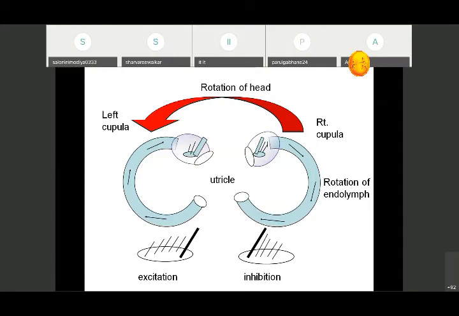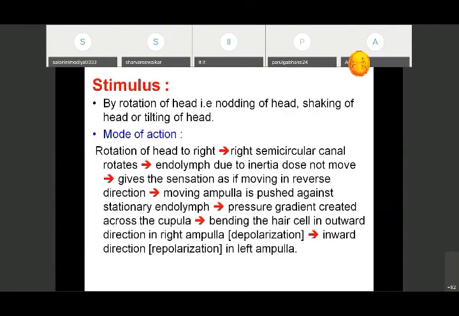Now, after some time, when the rotation is continued, both the tube as well as the fluid will be moving in the same direction, and the cupula once again comes back to the normal position. So when the head stops rotating, the fluid will continue rotating in an outward direction and the tubes will be stopped. This will cause excitation of the right ear and inhibition of the left ear, and this way we are able to detect the direction of the rotation of the head.